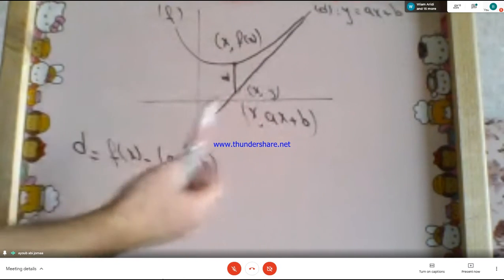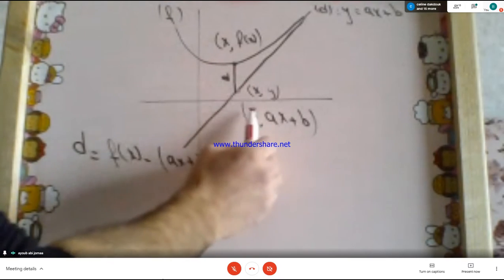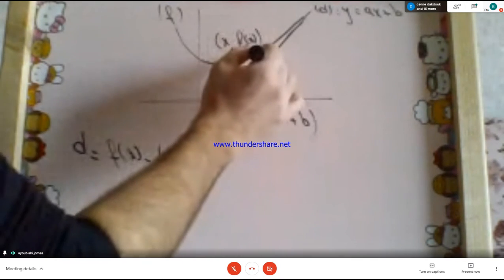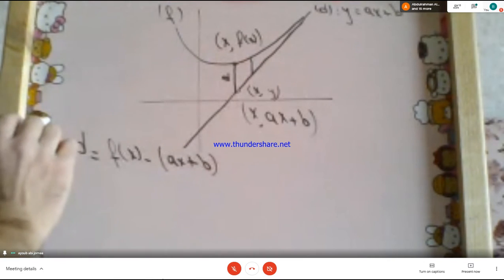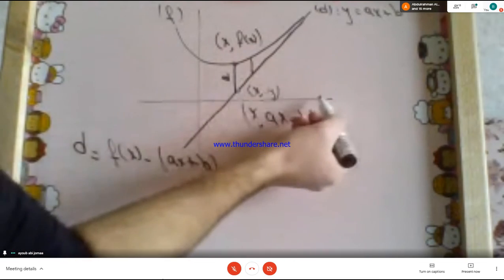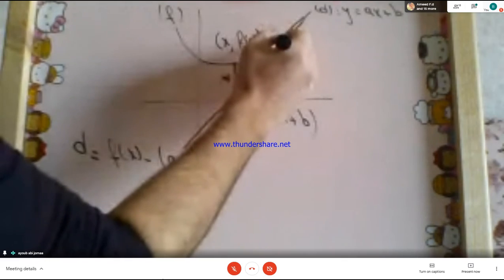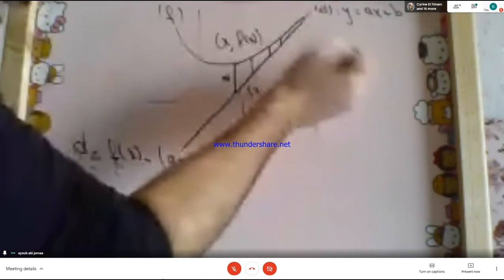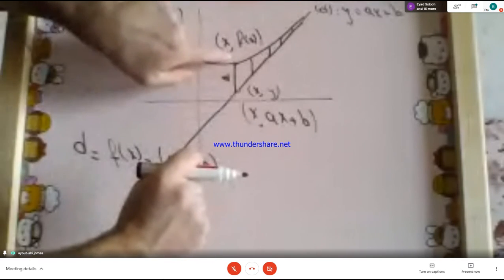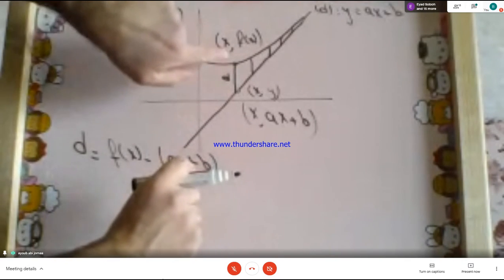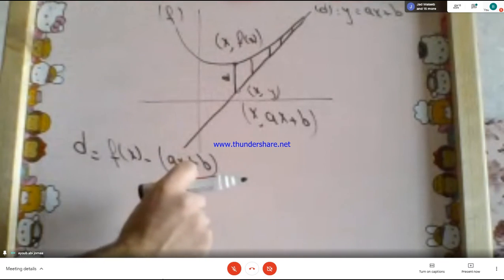But when we say oblique asymptote, when x goes to infinity, what happens to this distance? First the x is near, then as x becomes a larger value, the distance changes, then as x grows further, the distance changes again. What happens to this distance, the vertical distance between the curve and the line?